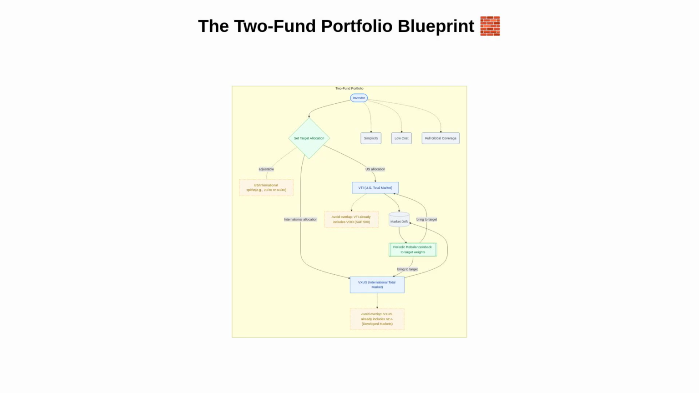Commonly it's 70-30 or 60-40 splits between U.S. and international. A rebalancing loop returns weights to their targets periodically. This design provides broad, low-cost, global coverage with minimal moving parts, enabling straightforward management and clarity.